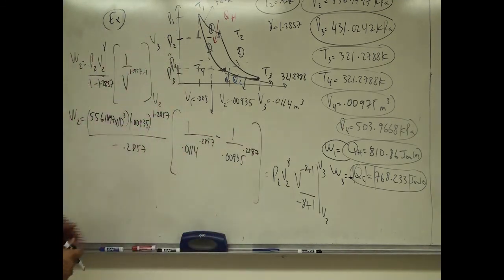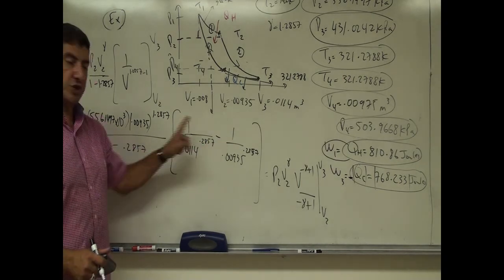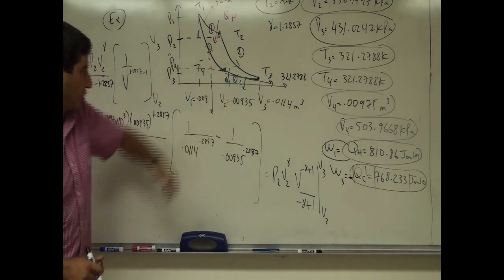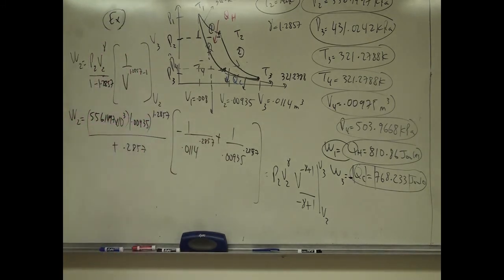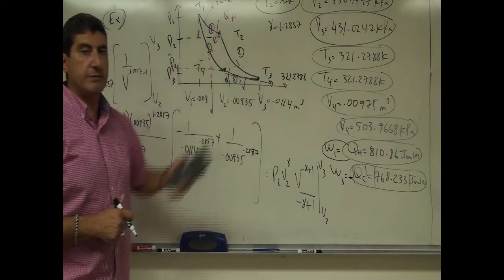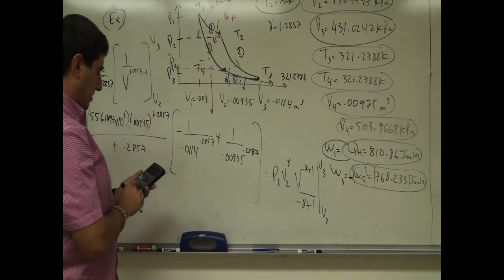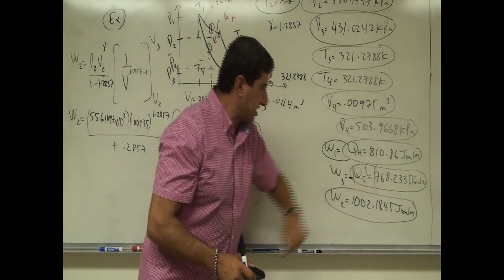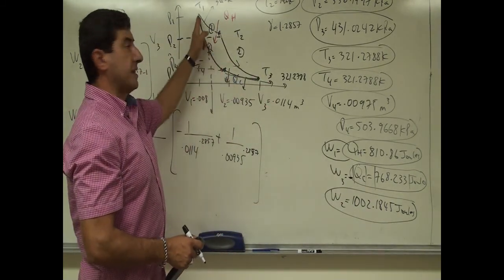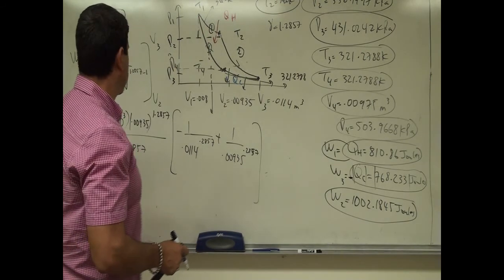Okay? Now what you can do, this minus sign, we can change the place of this, change the order, right? And then you're going to have plus, minus, and then that's going to be your work done in stage 2, the adiabatic process, right? So then we already have W3, which is going to be negative 768.233. Then going back, it's also going to be negative, right?